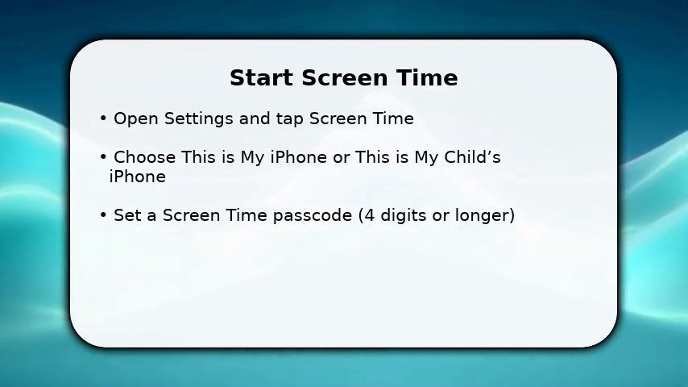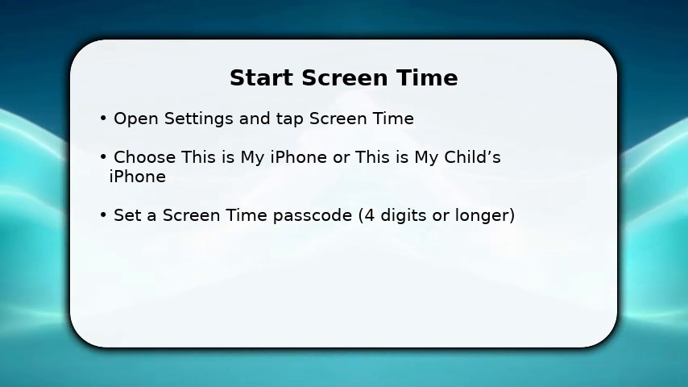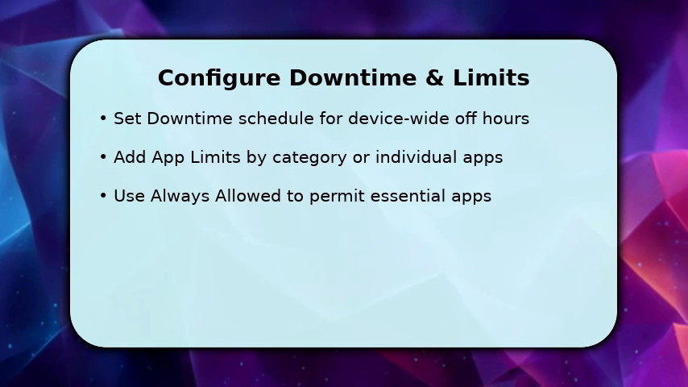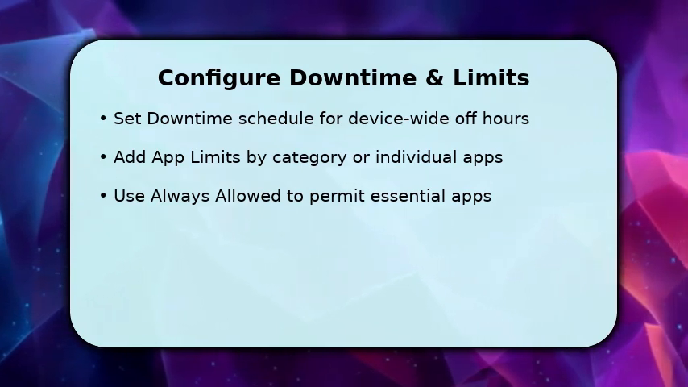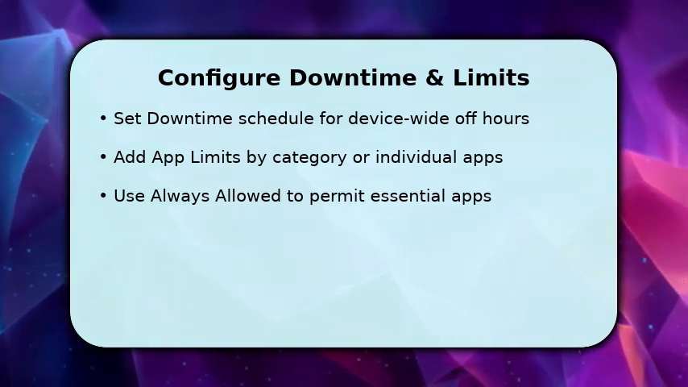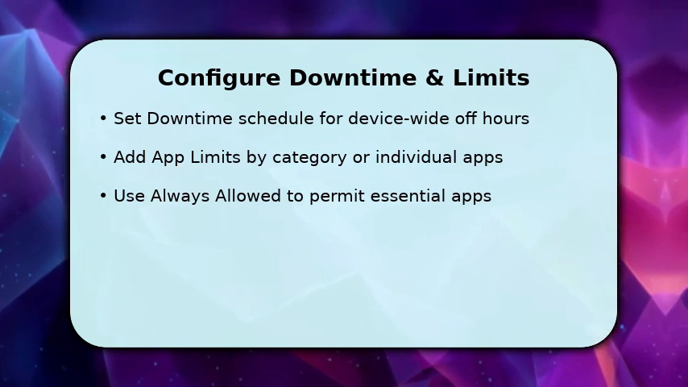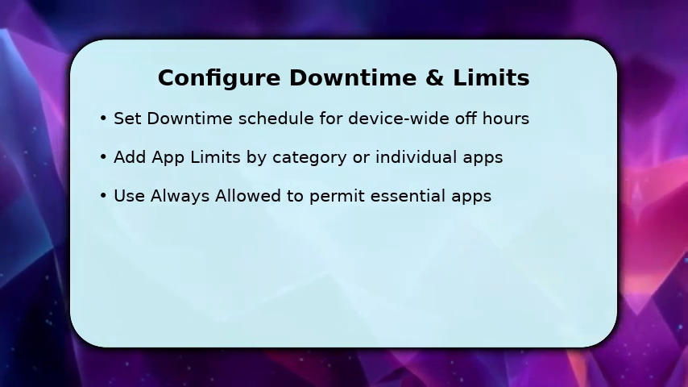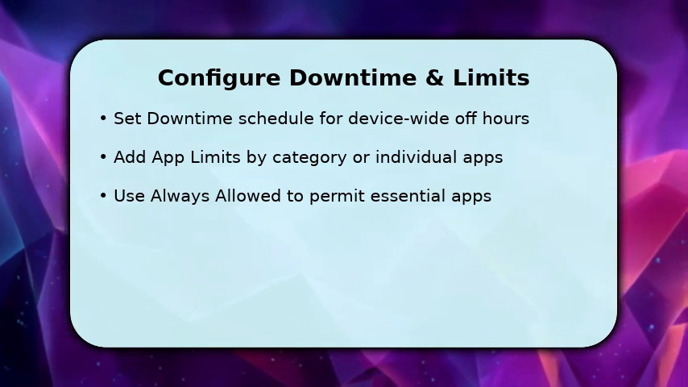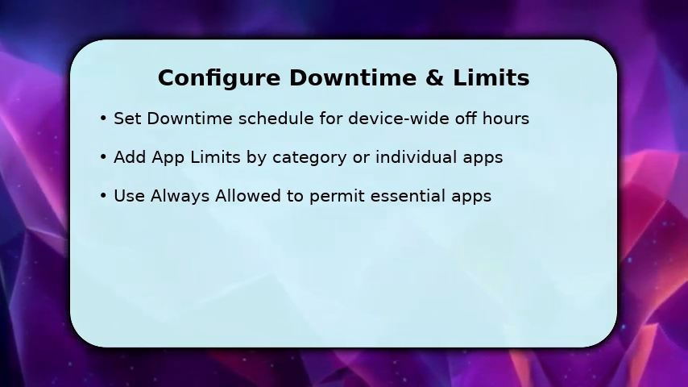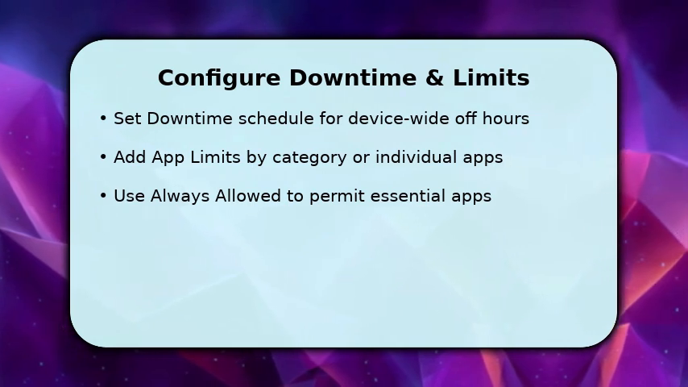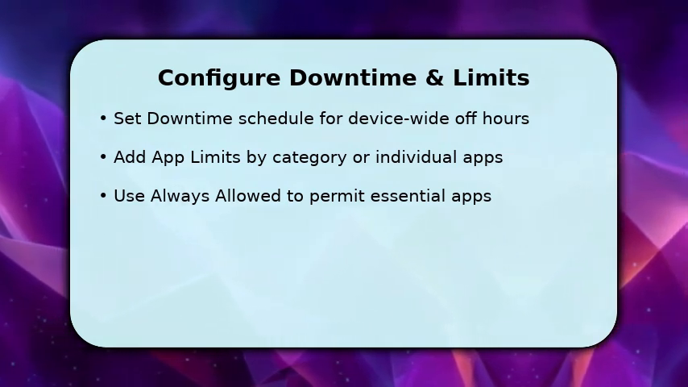Next, configure downtime to block apps during homework and bedtime. You pick start and end times and what's allowed. Then add app limits. Tap Add Limit, choose categories or specific apps, and set daily time caps. You can customize weekdays versus weekends. Use Always Allowed to exempt phone, messages, or educational apps so essential functions remain.